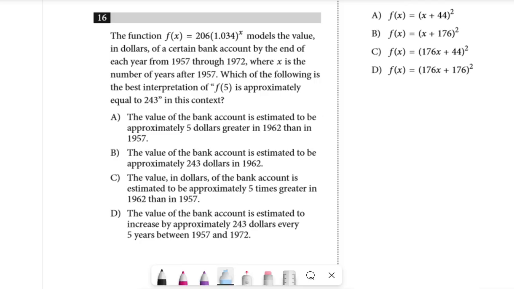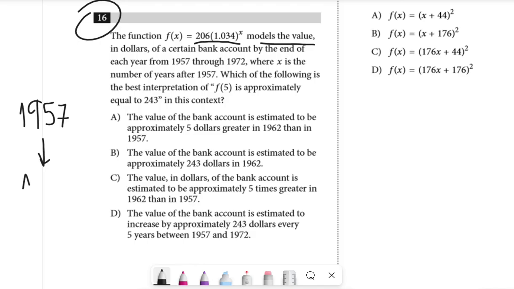All right, a few more questions for today. What do we have here? In question 16, the function f of x is equal to 206 multiplied by 1.034 to the power of x. That is a model, so it models the value in dollars for a certain bank account by the end of each year from 1957 up until 1972, where x is the number of years. That is very important. X is the number of years after 1957.